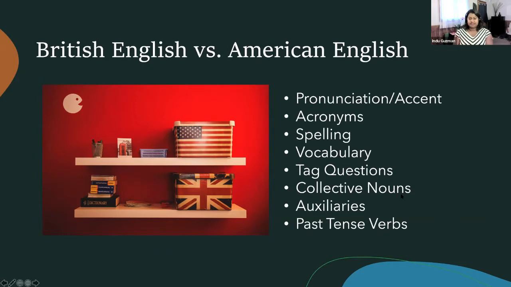And then other things are collective nouns. How do you deal with collective nouns? Auxiliaries, and past tense verbs. There's a whole lot of differences we can always look up in our reference guide, but these are the ones you want to really pay attention to if you're editing between the two and ensuring consistency.